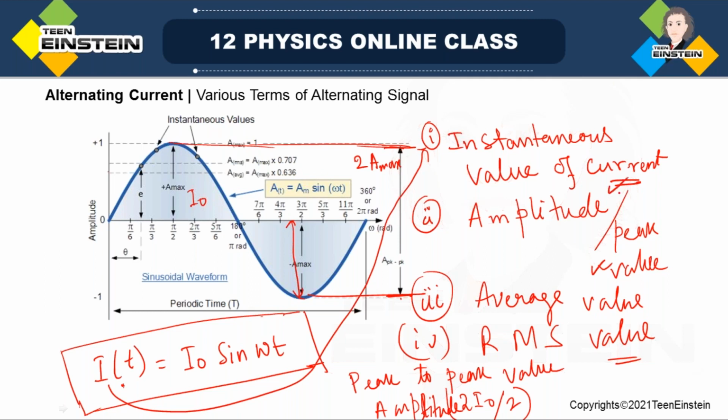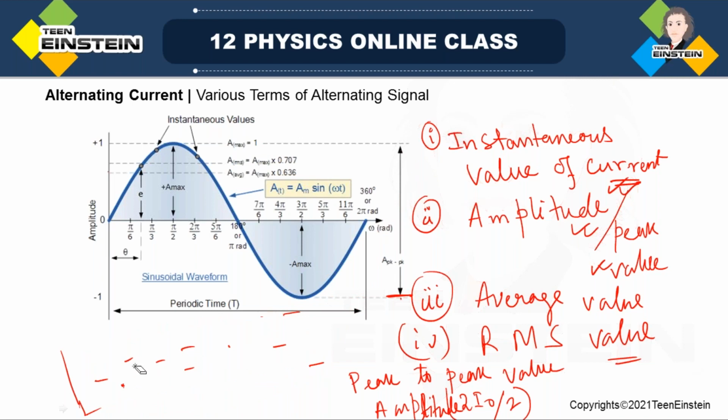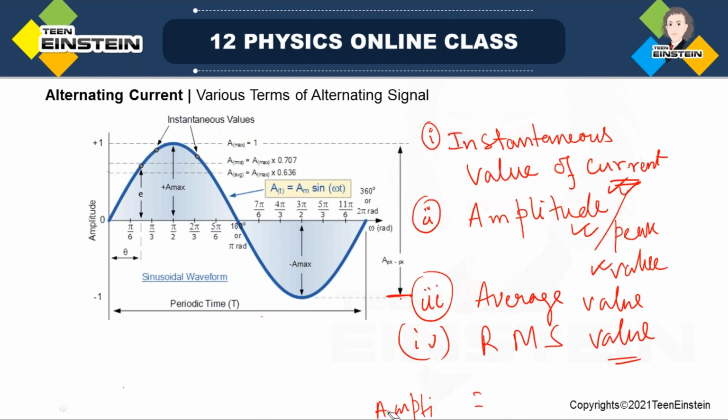Okay, so we have learned what is instantaneous value, what is amplitude of the signal. This looks very messy. I'm just removing some of the things so that things will be clear to you. Now, we will be learning the average value and RMS value. In fact, we can learn better while discussing various circuits with AC signal. But just before that, I'll mention a few things about these two terms.